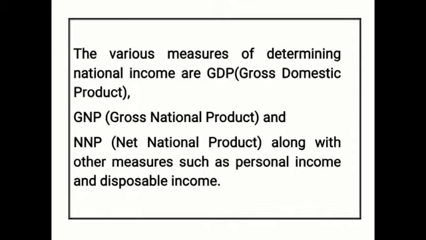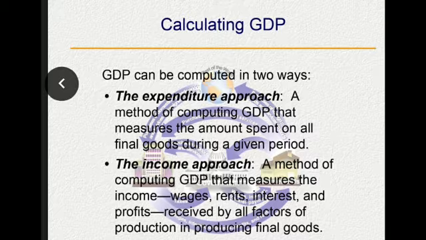So, if we talk about Indian GDP, we should consider whatever has been produced within the boundaries of India. But the products produced outside India won't be counted in the calculation of GDP. The only point is the goods must be produced inside the boundary of a nation. So that is the gross domestic product. GDP can be computed in two ways, the expenditure approach and the income approach.